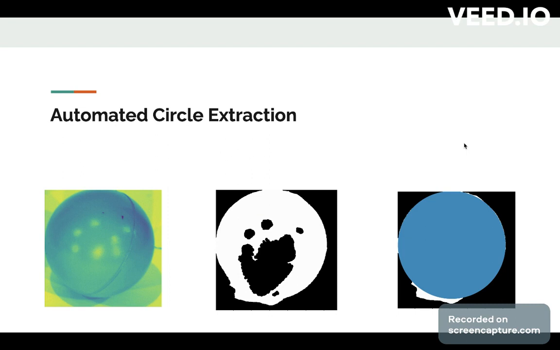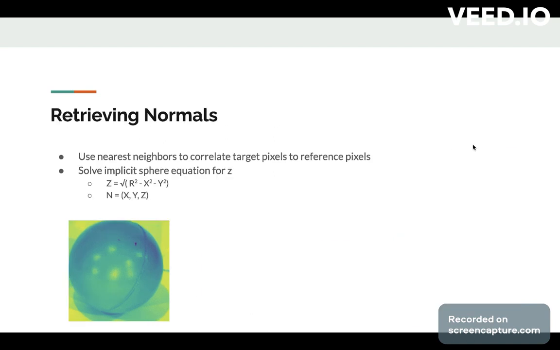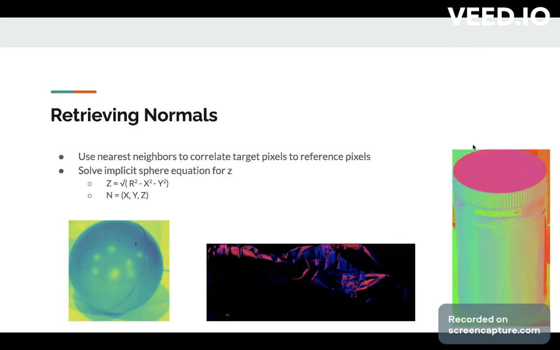And then after capturing all of my images, the first step was to extract my sphere. What I did for that is I cropped out a region of the image with just my sphere and then applied some thresholding to create this binary mask, and then tried to maximize the amount of white pixels over the circle area. After capturing my sphere, I used a k-nearest neighbors algorithm to map pixels from my target image onto pixels within the sphere image.